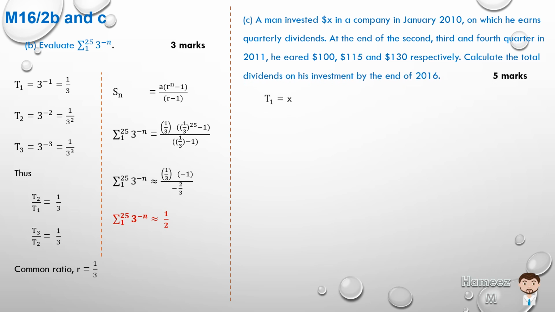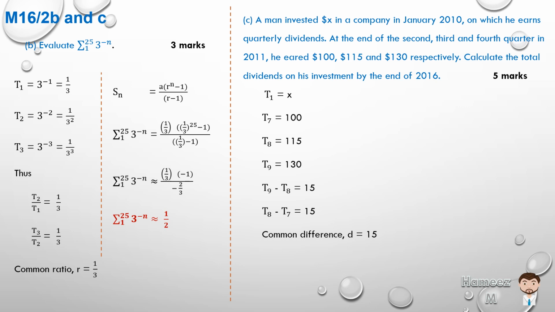T1 is equal to x, as given. The seventh term, T7, is equal to 100, which is at the end of the second quarter of 2011. The eighth term is 115, the ninth term is 130. And if we say the ninth term minus the eighth term, that's 130 minus 115, that gives 15. And the eighth term minus the seventh term is 115 minus 100, which is 15 as well. So we're finding a common difference between the terms, represented by d, as equal to 15.